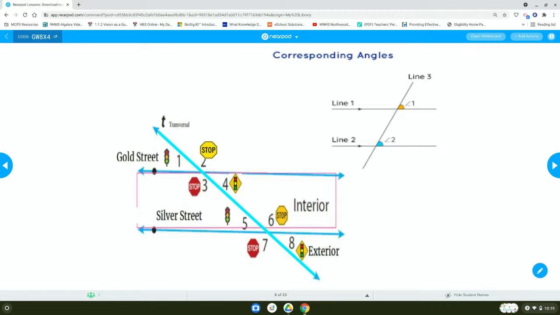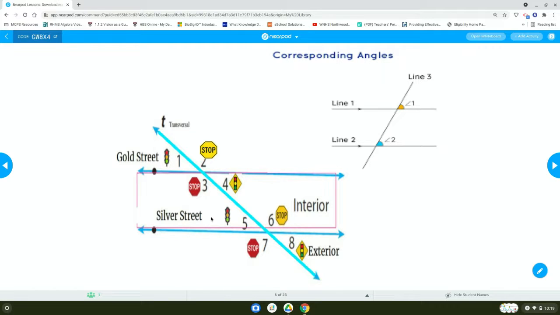As you see on the screen, angle 1 is corresponding to angle 5. And then if you go below the Gold Street, you see a red stop sign. Right on the left side, right below the street, you see a red stop sign. It's number 3. It's angle 3.